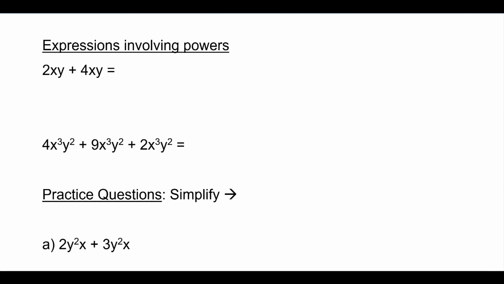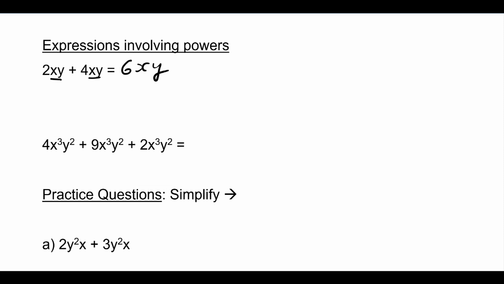These expressions look a little bit trickier, but they're not any trickier really. 2xy plus 4xy is simply 6xy. You can consider xy or x times y as a letter in its own right.